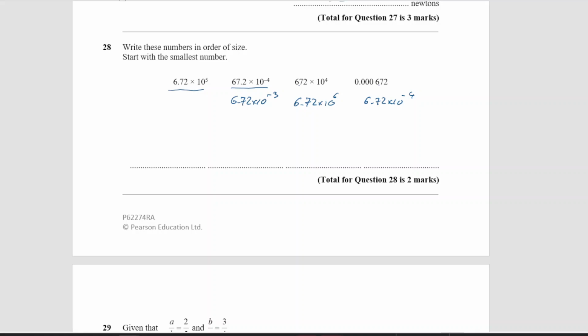Now they're all in standard form, we can just order them using the power. So my smallest number here is minus 4, so 0.000672. My next smallest in the list is this one, which started out as 672 times 10 to the minus 4. My next smallest one is this one, so 6.72 times 10 to the 5, leaving my final one 672 times 10 to the 4. There we go, that's them fully ordered.